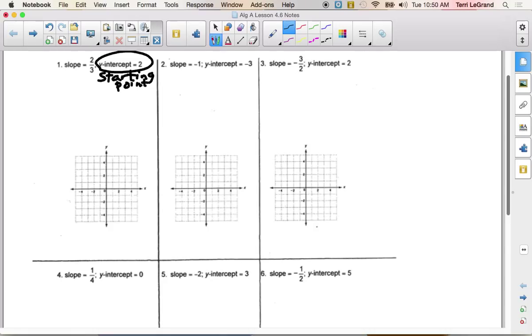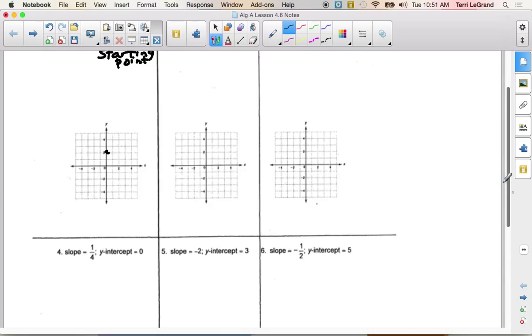Y-intercept means where the graph crosses the what? Y-axis. So we're going to put a point at positive 2 on the y-axis. So go to the y-axis and plot a point at positive 2. That's our starting point for our line.